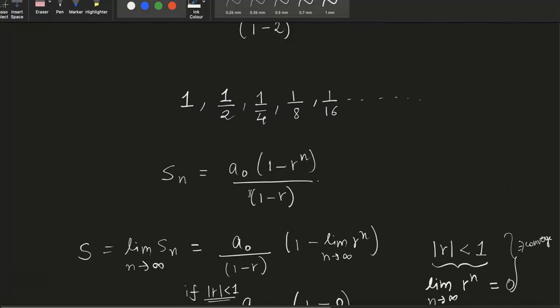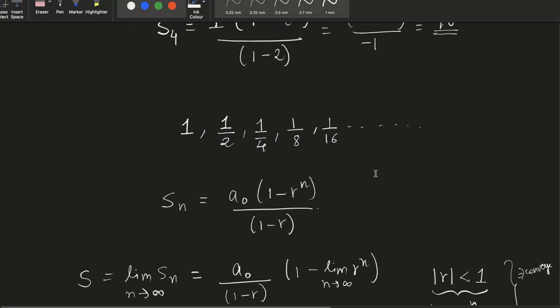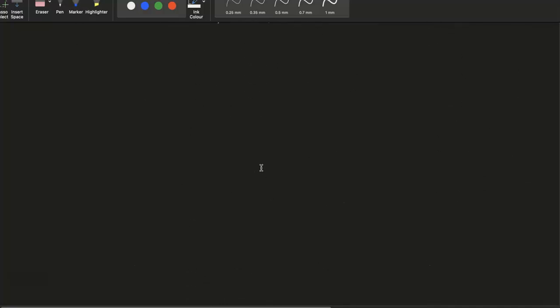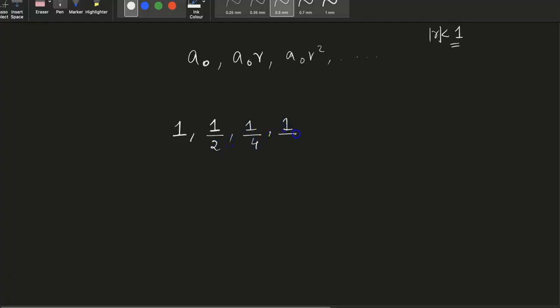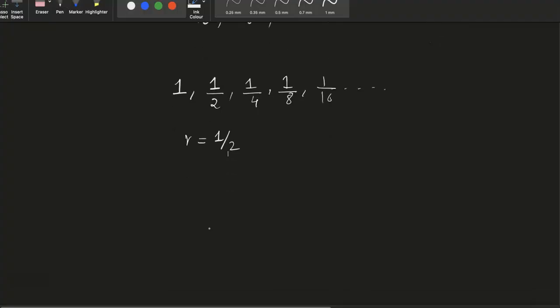So in this case, I am going to find the summation of this whole series: 1, 1 by 2, 1 by 4, 1 by 8, 1 by 16, and so on. Here your r is 1 by 2. So what do you get as the summation? The summation will be a0 upon 1 minus r, that is 1 upon 1 minus 1 by 2, that is 1 upon 1 by 2, which is 2. The summation as n tends to infinity is 2 here, right?